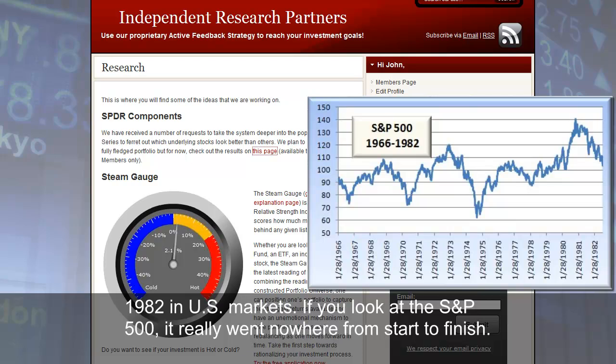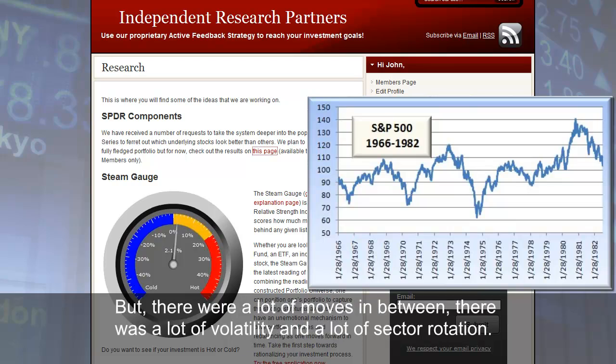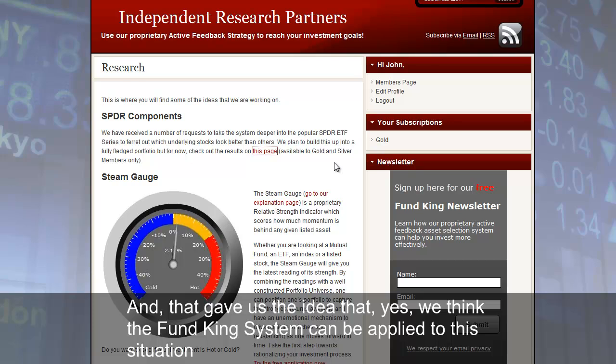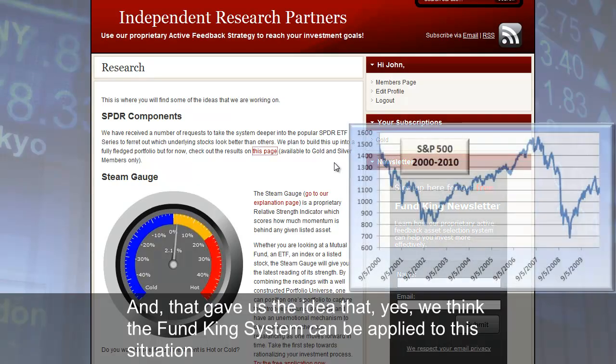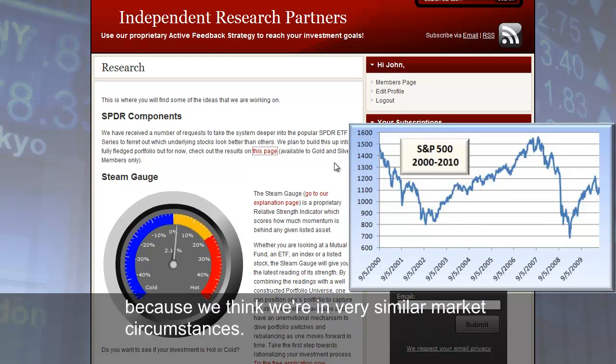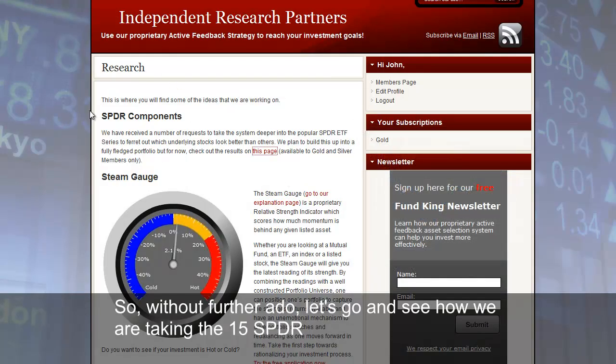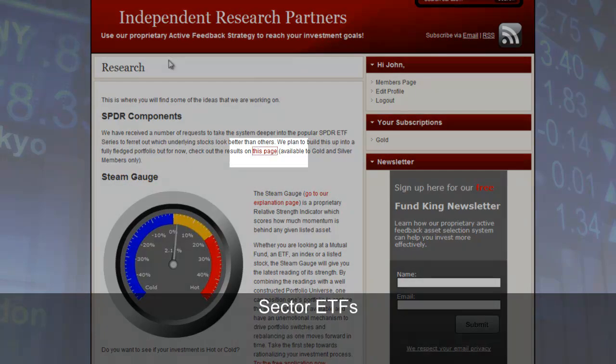If you look at the S&P 500, it really went nowhere from start to finish, but there were a lot of moves in between. There was a lot of volatility and a lot of sector rotation, and that gave us the idea that yes, we think the FundKing system can be applied to this situation because we think we're in very similar market circumstances. So without further ado, let's go and see how we've taken the 15 spider sector ETFs.